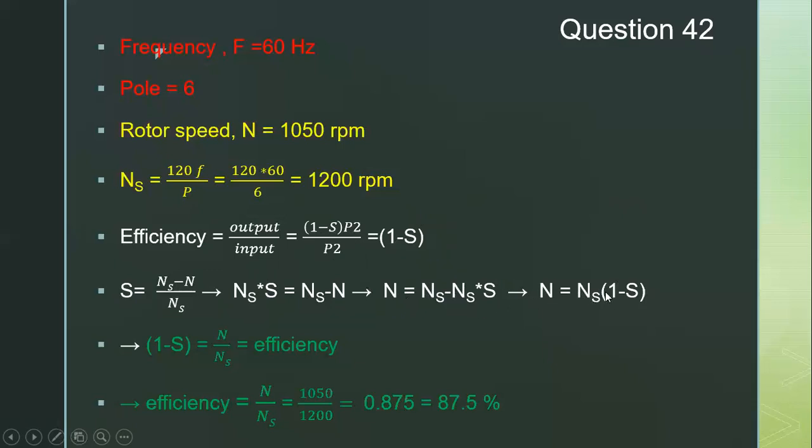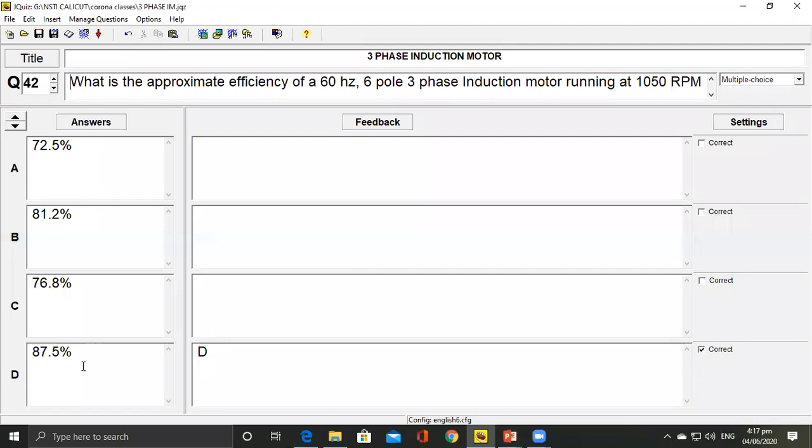So ns is common, so it is ns into 1 minus s. So 1 minus s will be equal to n divided by ns. That will be the efficiency. So our answer will be option D. That will be our answer.